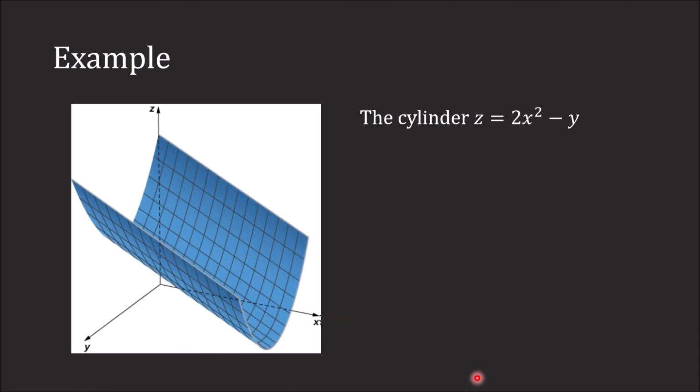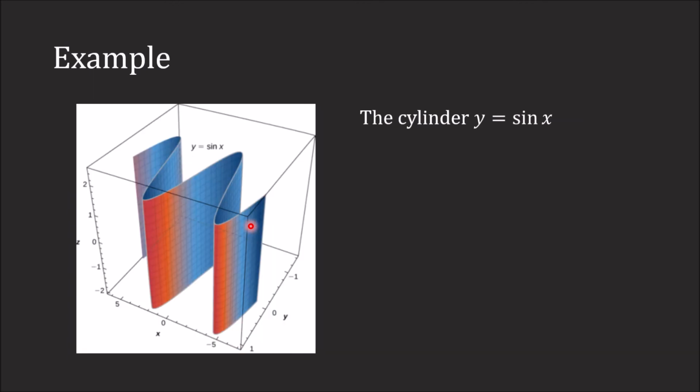Well, here's a cylinder. This is the cylinder z equals 2x squared minus y. Now, this is definitely counterintuitive. You wouldn't look at this and think it's a cylinder. But in fact, it is. It fits the definition. Here's another one. Y equals sine of x.